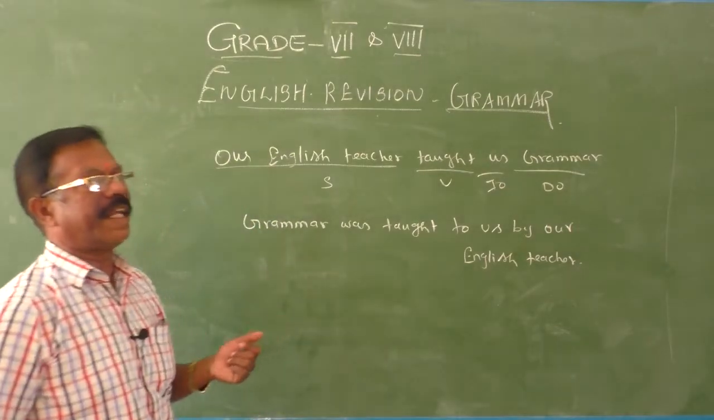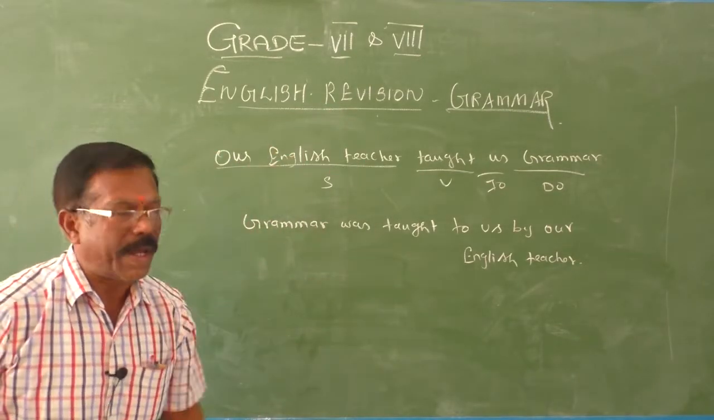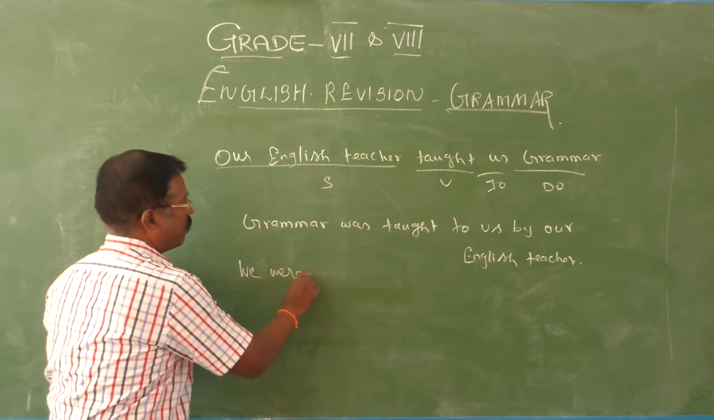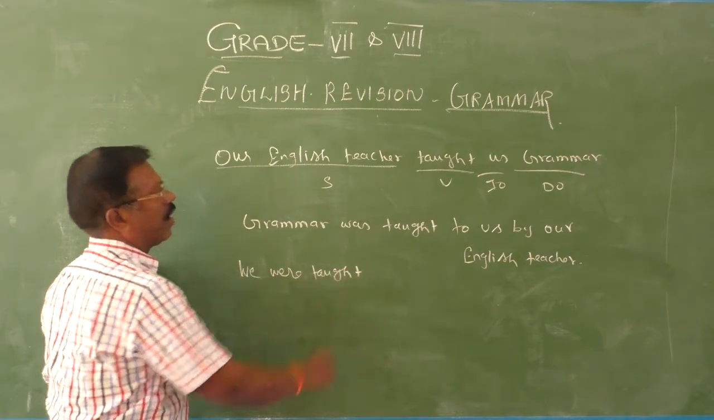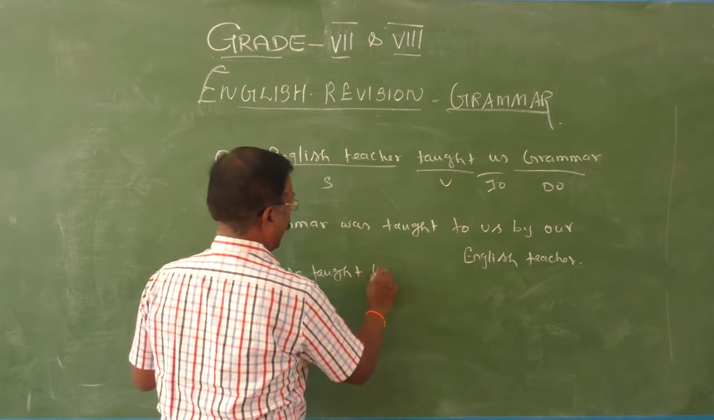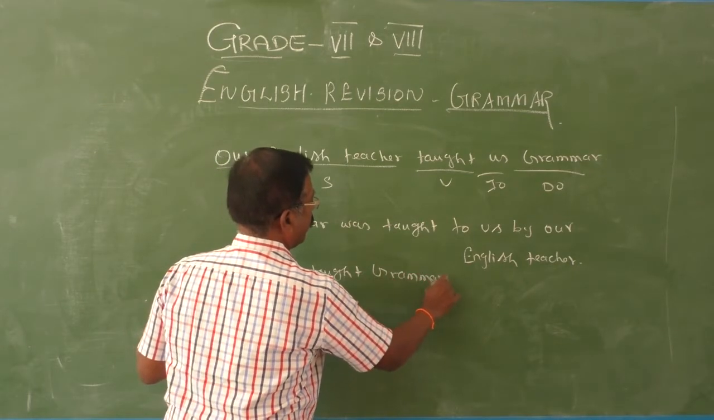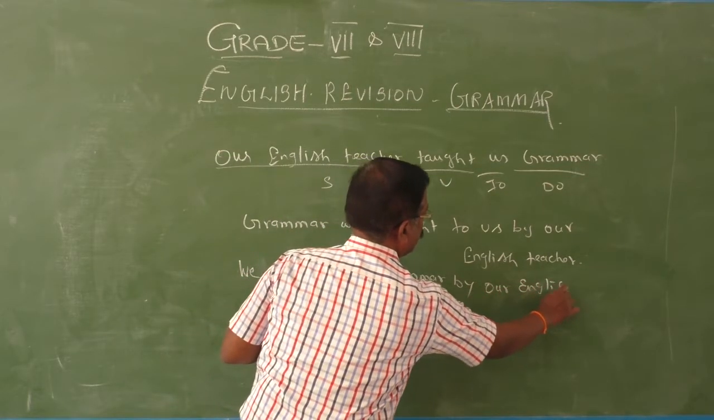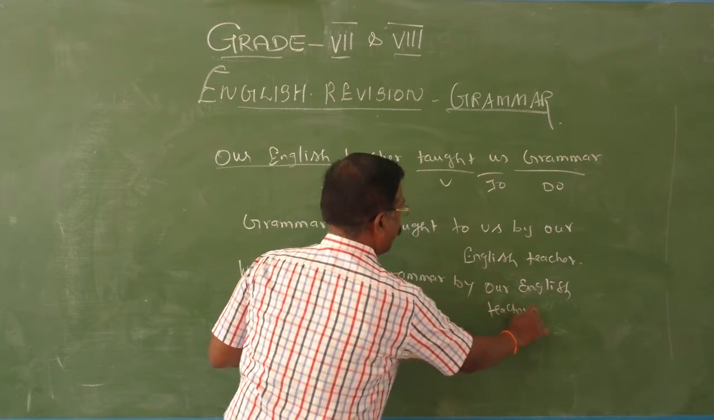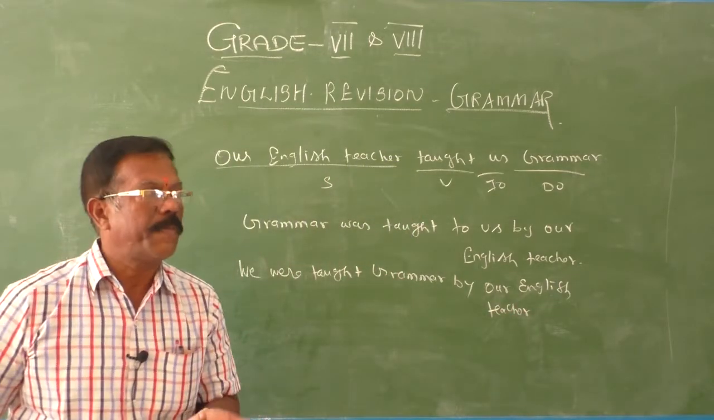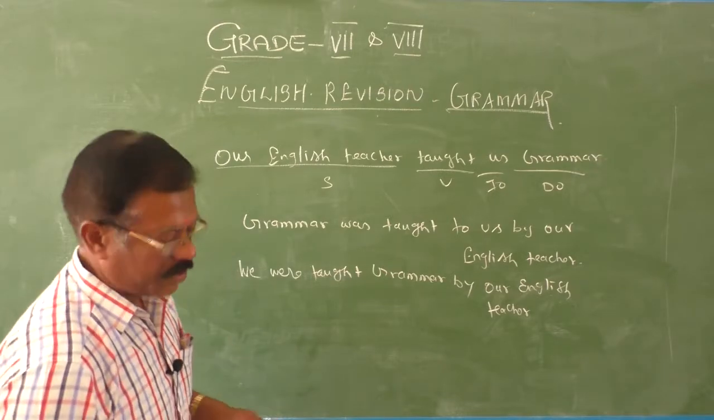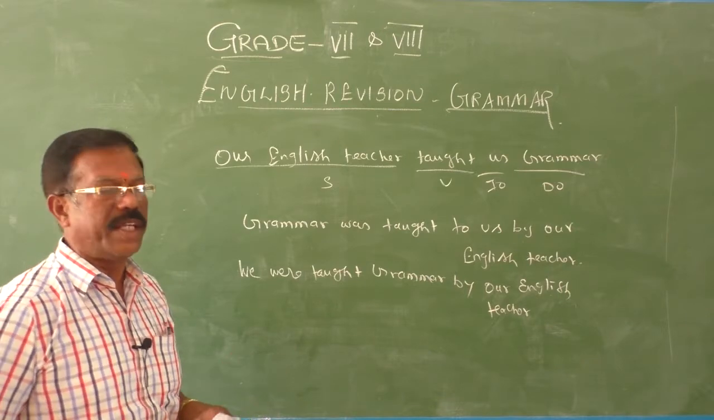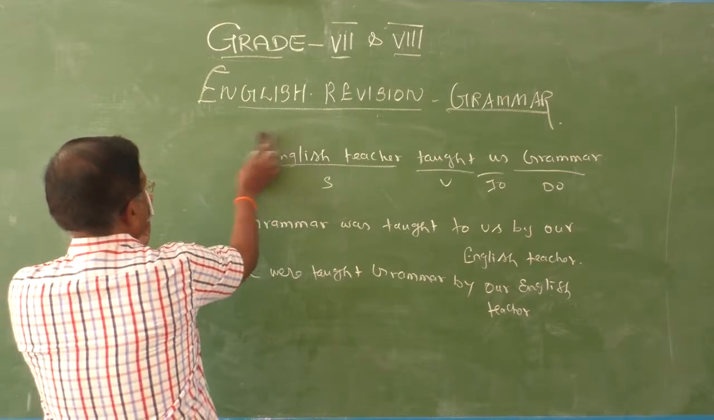Next, by using the indirect object, you can frame one more passive sentence, with us changed into we. We were taught grammar by our English teacher. So this is the way. When you have two objects in the sentence, you have to write two passive forms. Okay, children, could you follow me? Next, interrogative sentences. If you have interrogative sentences, how do you change them into passive form?